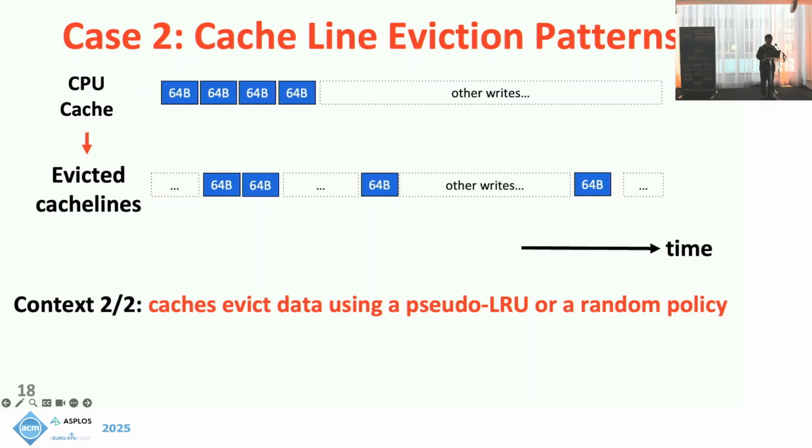And as time goes by and as you proceed in the code, the CPU cache will eventually be full of dirty cache lines, and it will have to start evicting cache lines. However, because CPU caches were designed with conventional DRAM in mind, the CPU cache evicts data using a pseudo least recently used policy or even a random policy. Therefore, cache lines will not be evicted strictly according to the time they arrive in the CPU cache, but instead will be scattered everywhere in the timeline.